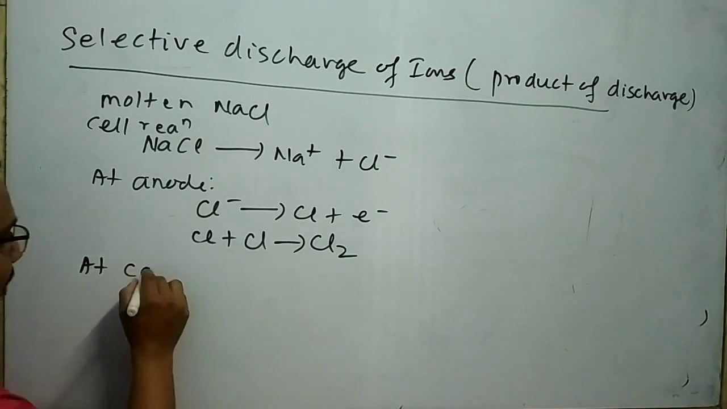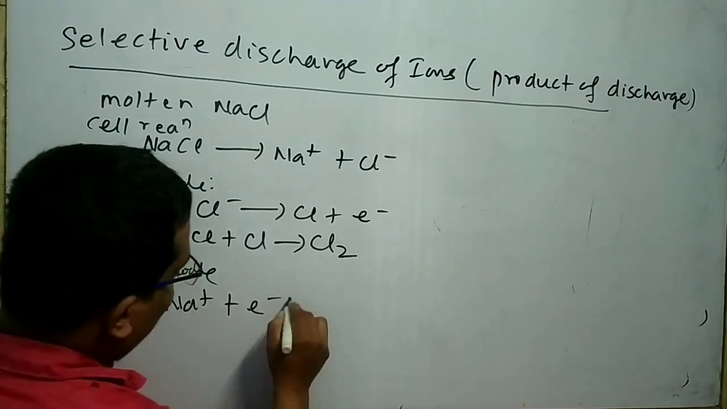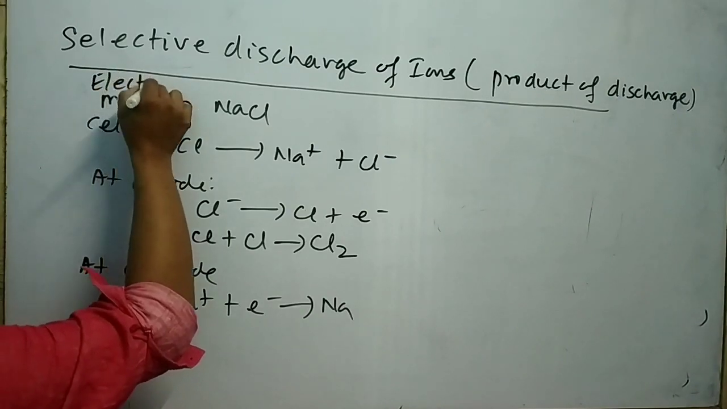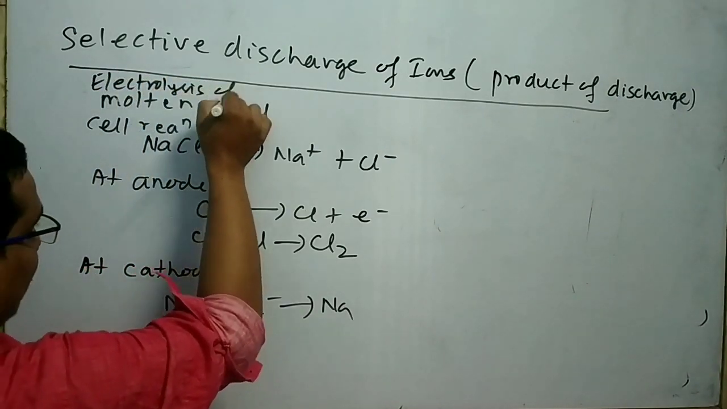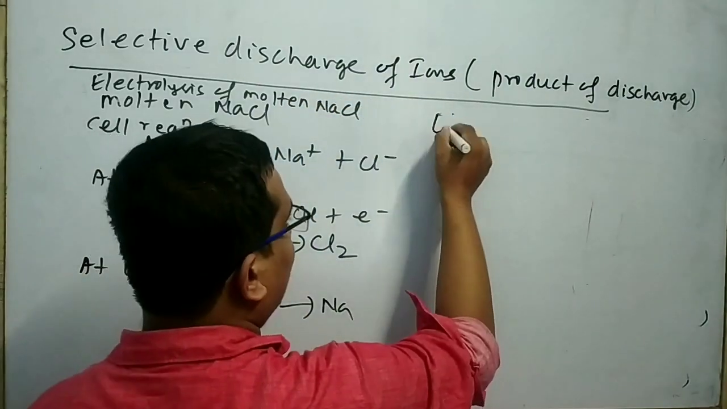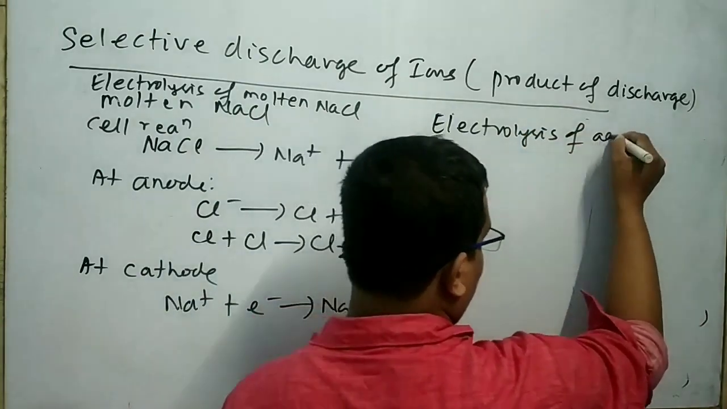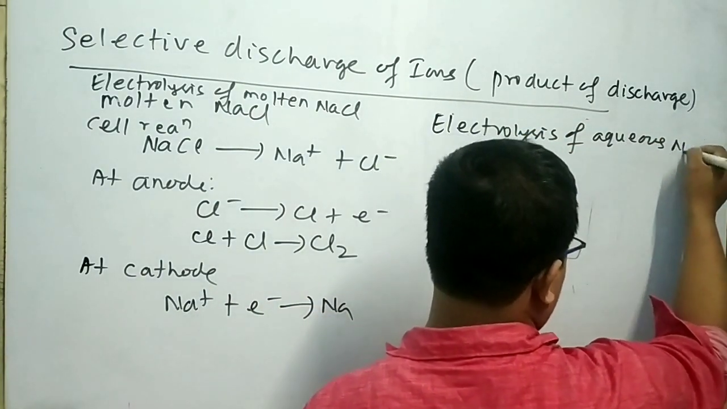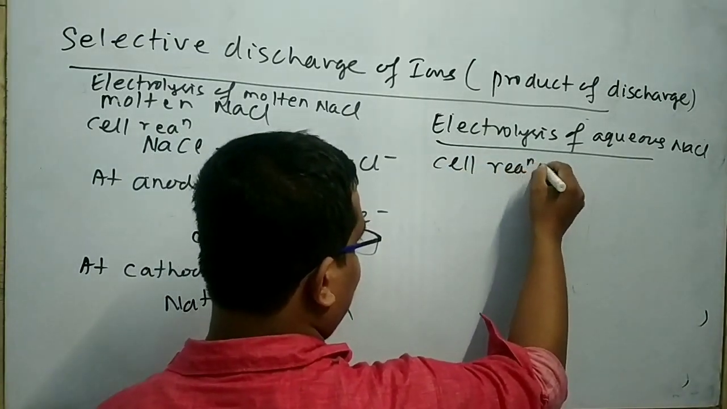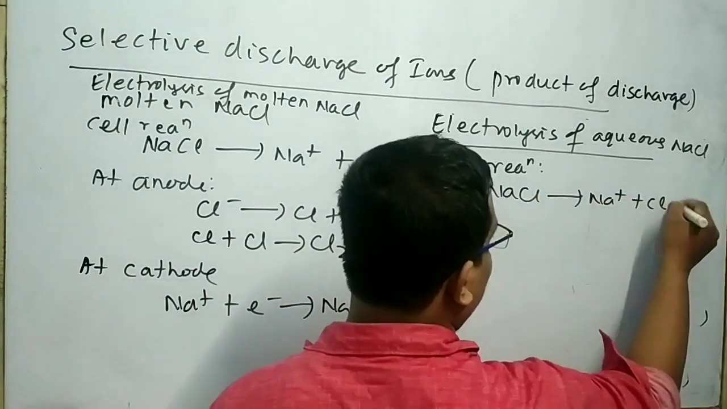At cathode, the Na+ gains one electron and gives Na. This is said to be the electrolysis of molten NaCl. Suppose I will think about the electrolysis of aqueous NaCl. At first I will write the cell reaction. NaCl gives Na+ + Cl-.